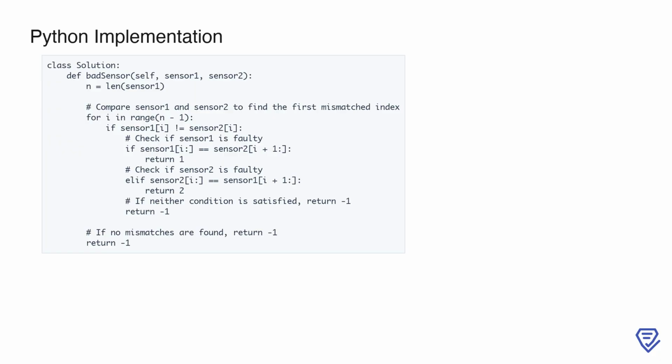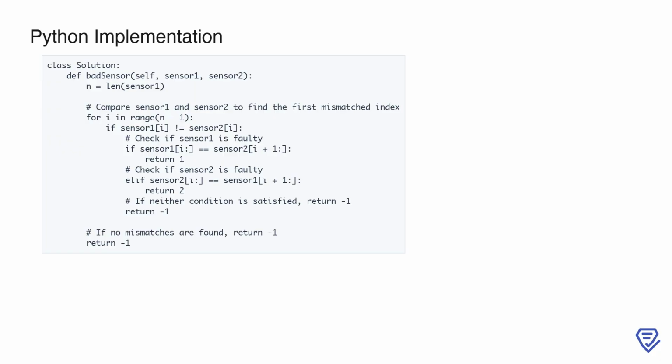Once a mismatch is found, the code checks two conditions. 1. Whether the remaining readings of sensor 1 match the readings of sensor 2 after skipping the mismatched index. If this condition is true, sensor 1 is deemed faulty, and the function returns 1. 2. Similarly, it checks if the remaining readings of sensor 2 match those of sensor 1 after skipping the mismatched index. If so, sensor 2 is faulty, and the function returns 2.